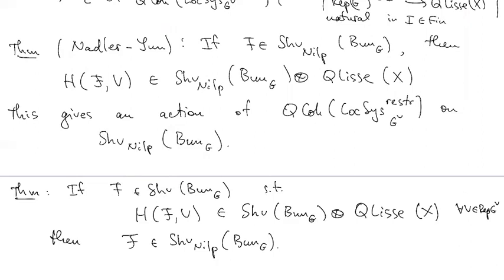This theorem is stronger than Laumon's conjecture, I guess? That's right, yes. So a special case of this, of course, is Laumon's conjecture, that Hecke eigensheaves have nilpotent singular support, because clearly Hecke eigensheaves by definition have this property.